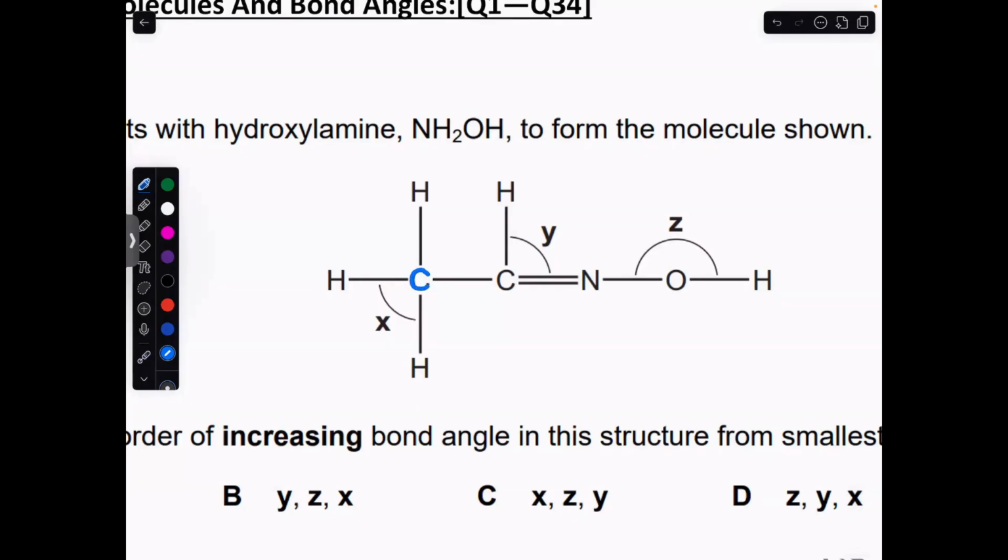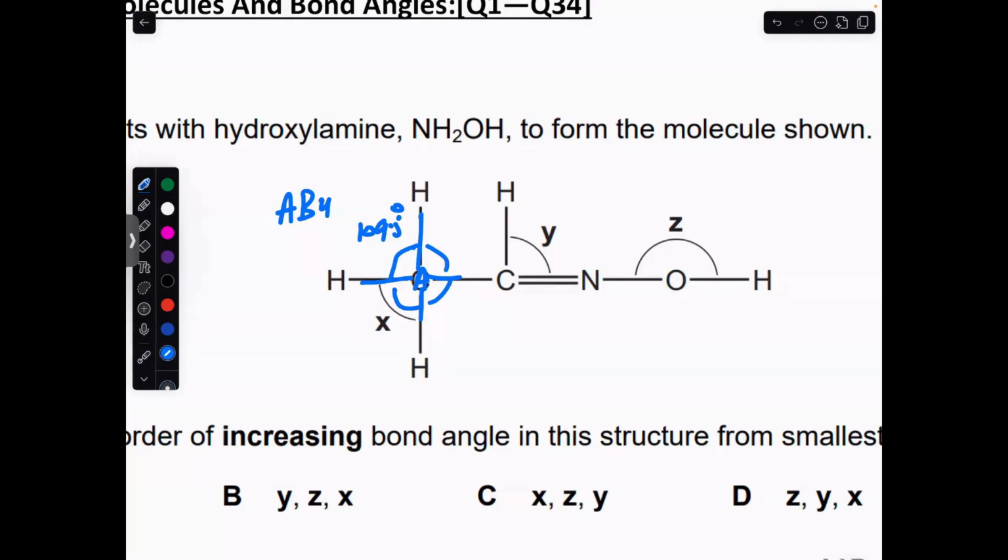This is group 4. So 1, 2, 3, 4. It's AB4. Clear cut. So AB4 is what? Tetrahedron. 109.5.